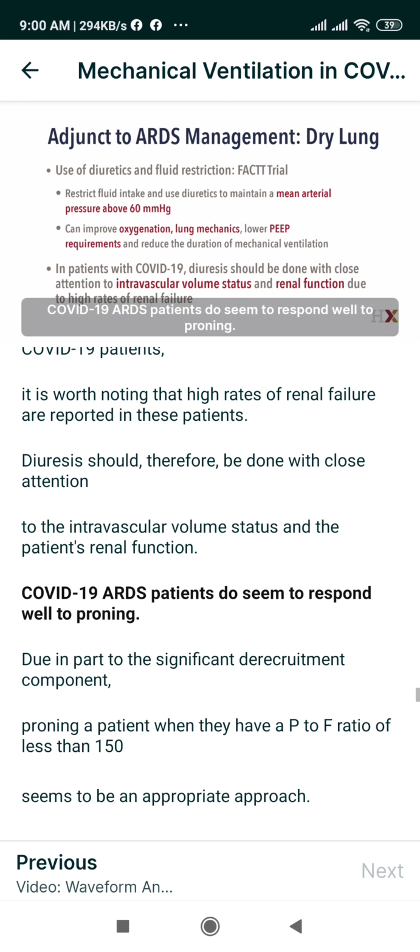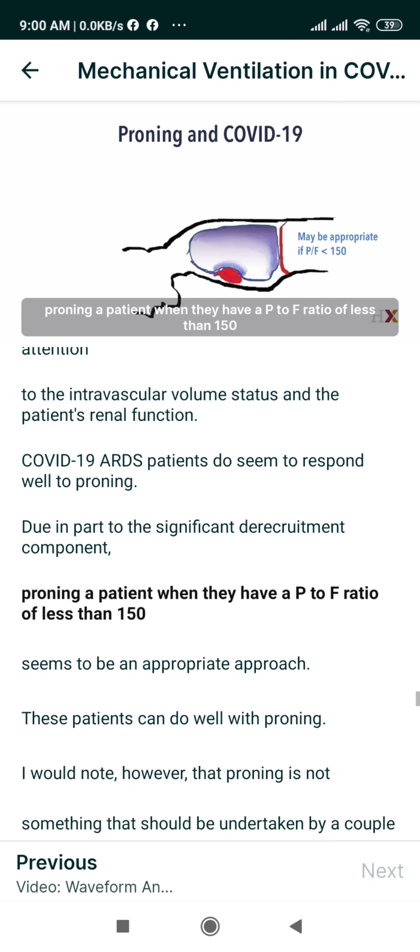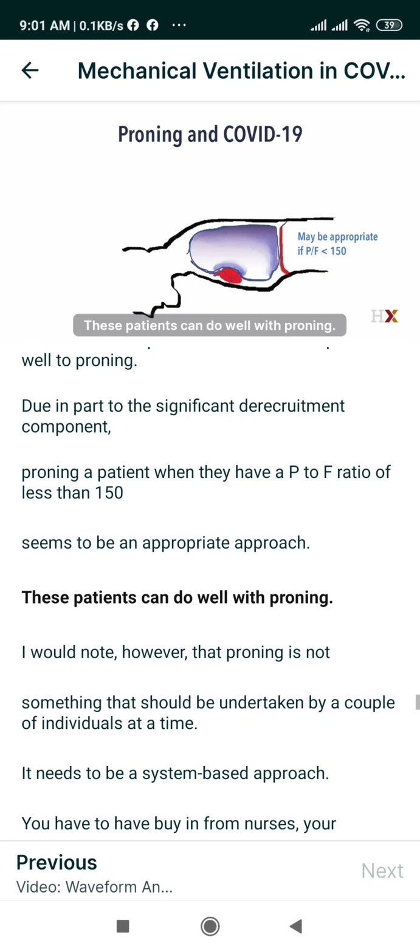COVID-19 ARDS patients do seem to respond well to proning. Due in part to the significant de-recruitment component, proning a patient when they have a P to F ratio of less than 150 seems to be an appropriate approach. These patients can do well with proning.